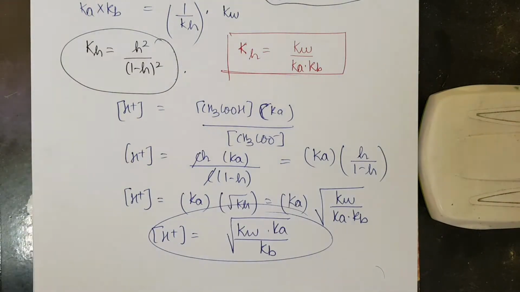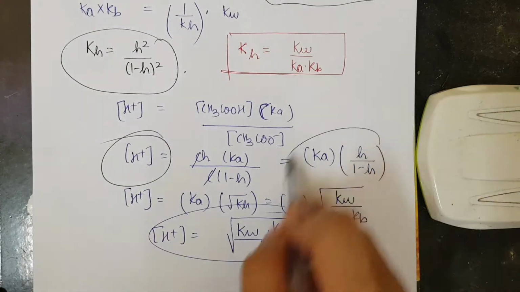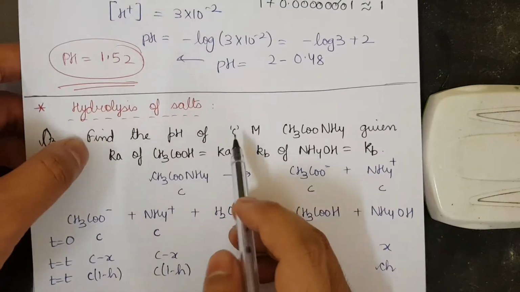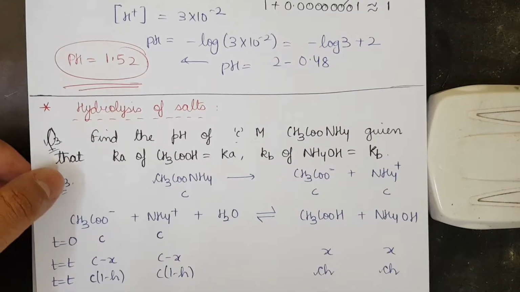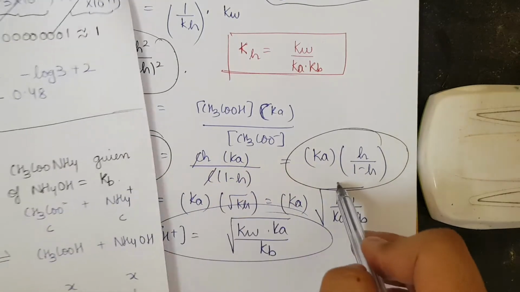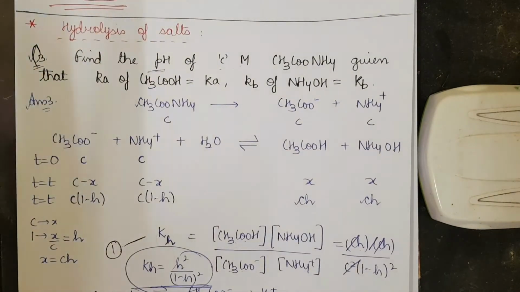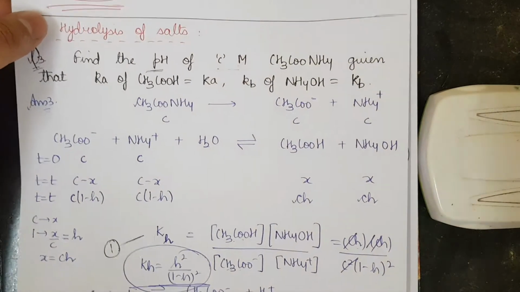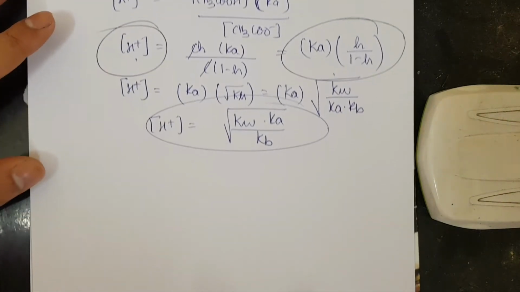The important point to realize from here is that H plus concentration is independent of the C. Whatever C was given to you in the question initially, 0.1, 0.01, whatever has been mentioned to you, the final H plus is independent of that. So it means that the final pH would be independent of any initial concentration which was given to you for the salt. So please remember this point also. I proved it for you right now. Now we need to find out the pH of the solution.